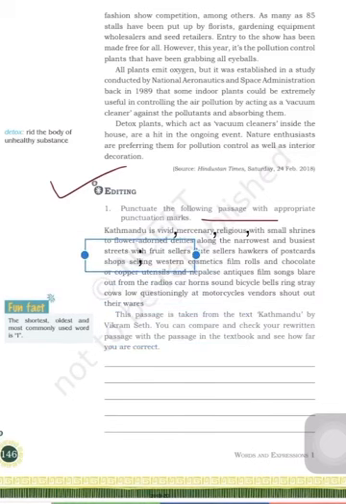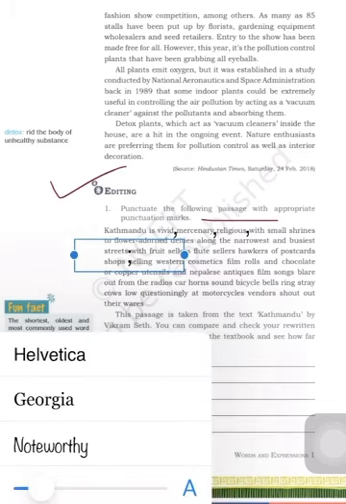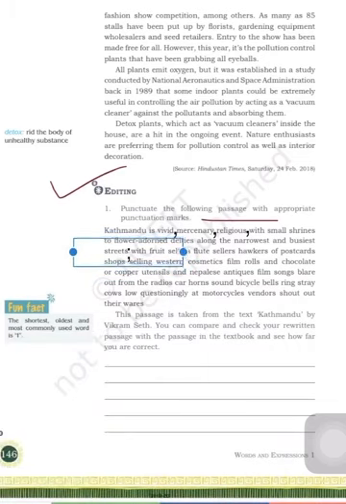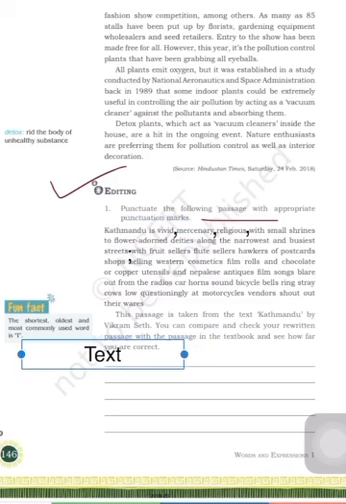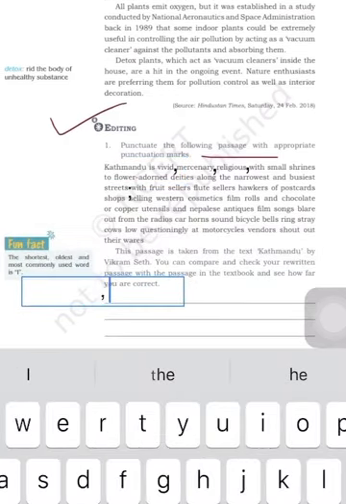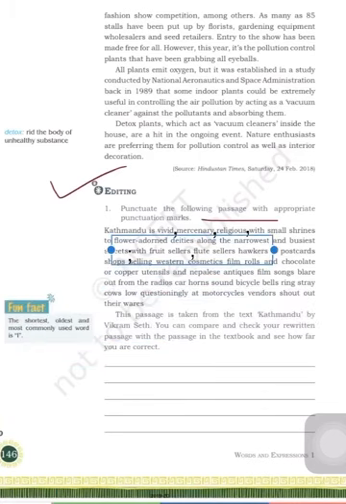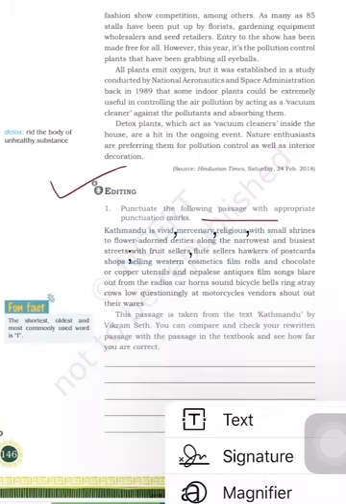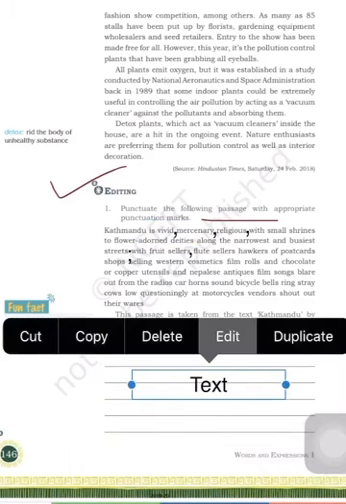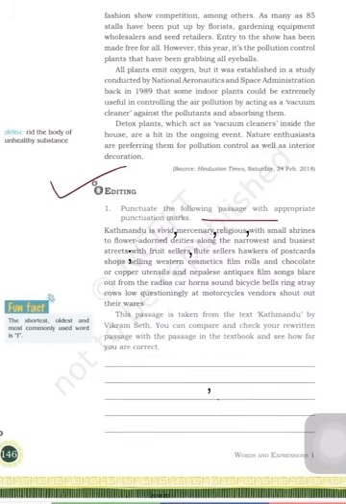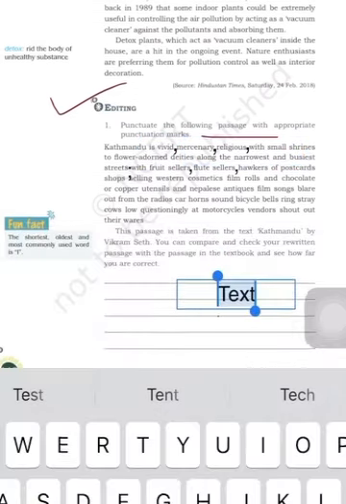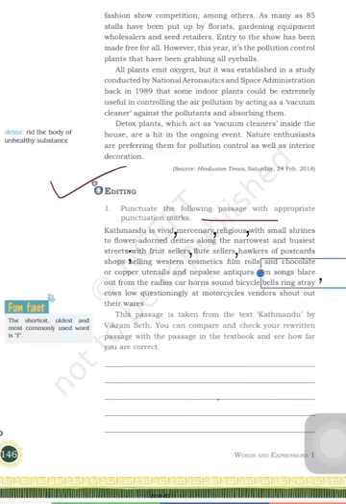This punctuation mark is the one having a dot over it. Next, we are going to add a punctuation mark after fruit sellers, which is also in the third line. First one is fruit sellers, next one is flute sellers. Next punctuation mark we are going to add after hawkers of postcards, that is here.